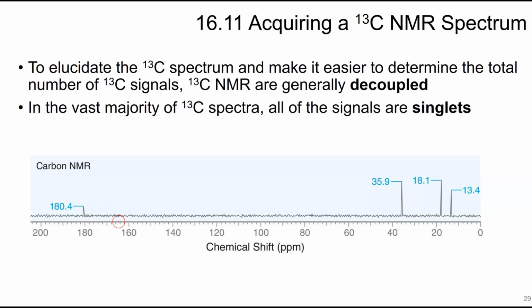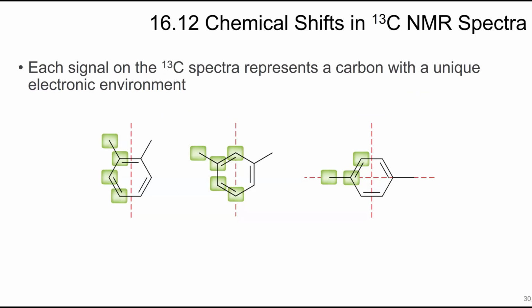These are all singlets. So each signal on a carbon-13 NMR spectra represents a carbon with a different environment, just like protons. So if we have this 1,2 substituted benzene, we're going to see 1, 2, 3, 4 different signals. When you have the 1,3, we have 5 signals. And with this one here, we have 3 signals. So all of the dotted lines are showing you the axis of symmetry, which makes the environments the same for this carbon as it is for this one.